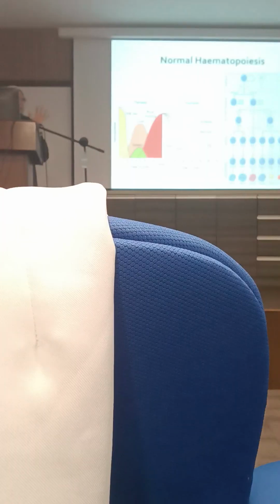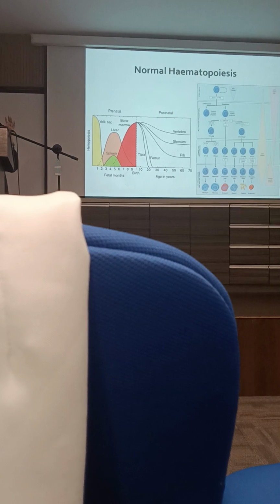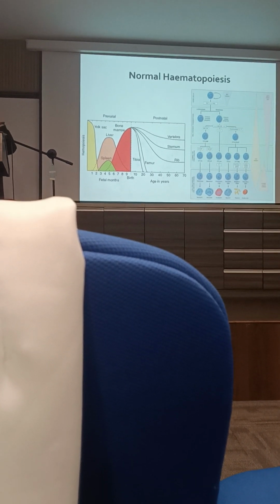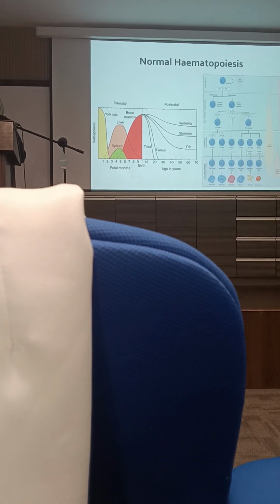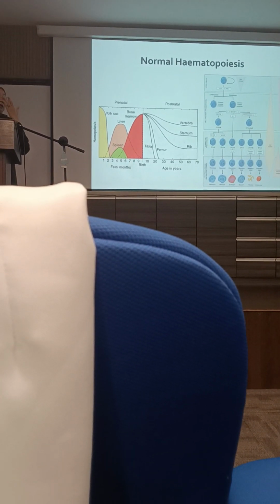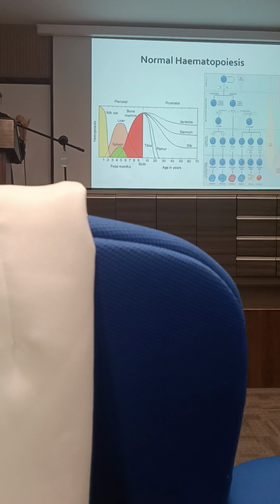Marrow is throughout the skeletal system, right? And as you grow older, it is concentrated in the middle part, the axial part of your skeleton. So this is where the development, generation, and regeneration of your blood cells occur.